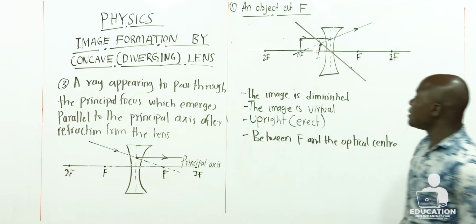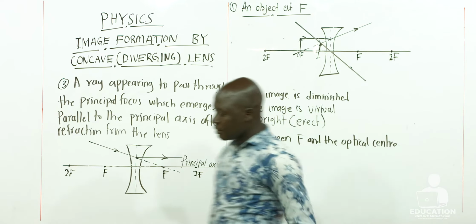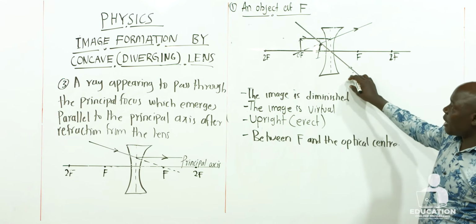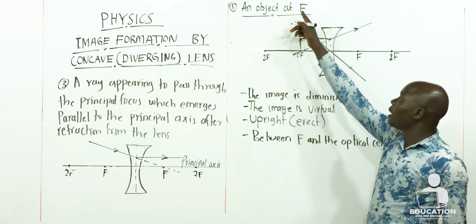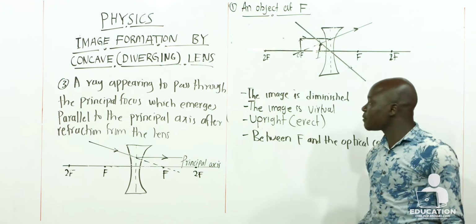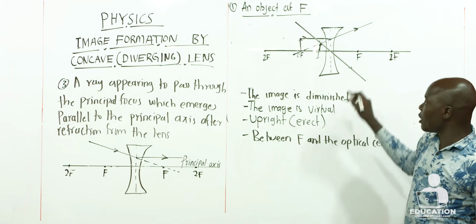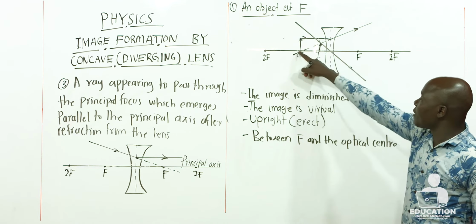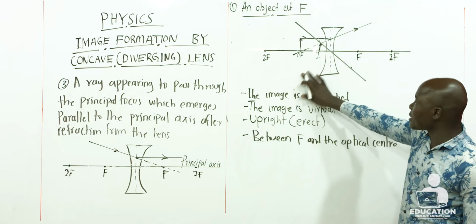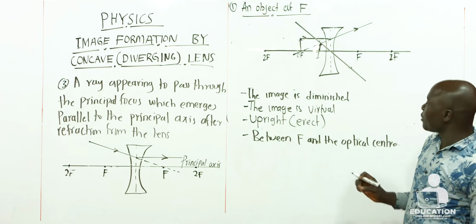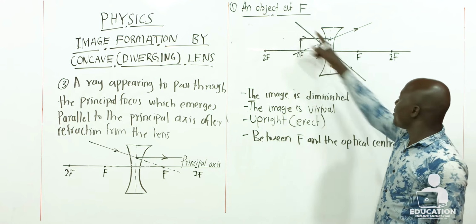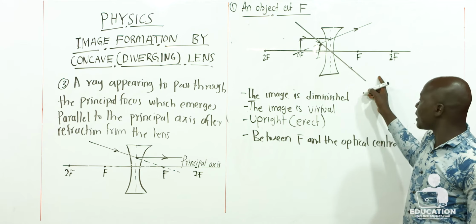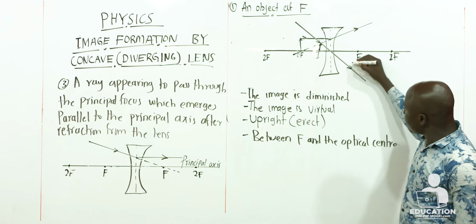So dear learners, this is how we state the characteristics of the image formed by a concave lens for an object placed at F, which is the principal focus of the lens. So the two rays that we have used are, one, a ray parallel to the principal axis which appears to diverge from a certain point called the principal focus after refraction. Then the second ray is a ray through the optical center which goes undeviated, meaning its direction does not change or it will not be refracted.